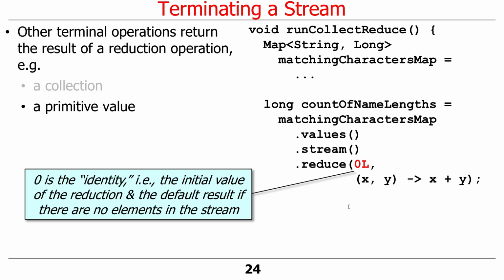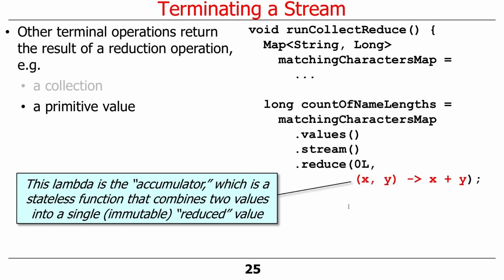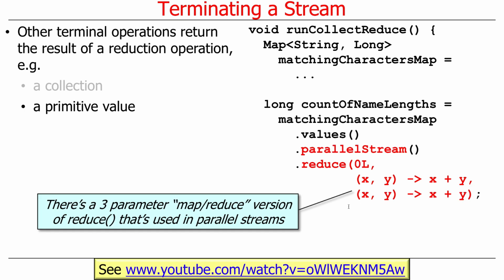And the way this works is you give an identity function, or sorry, an identity value, which in this case is 0, because 0 is the identity value for addition. And this not only serves to start out the accumulation with a default value, which is the initial value, it also serves as the final result if the stream is empty. So if for some reason we had no characters in our stream that survived all the filtering and other things we did, we'd still end up with a meaningful result. This lambda expression is what's called an accumulator. And it's basically a stateless function that combines 2 values into a single, immutable, reduced value. So it just adds the 2 things together.